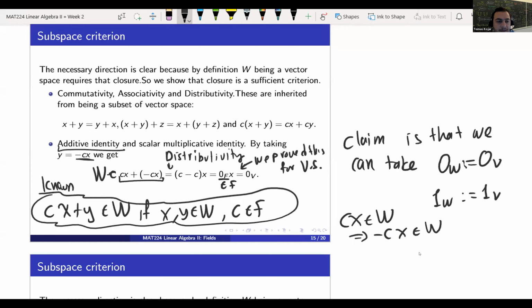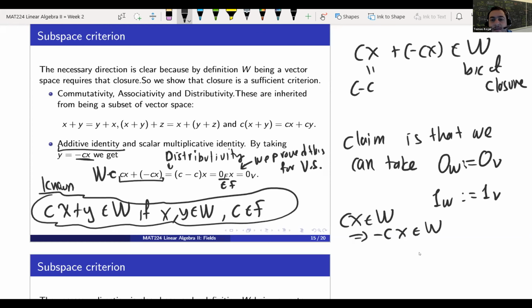So let me repeat. We know that cx + (-cx) is in W because of closure. Then from there, we use distributivity to get that this is the zero element of the vector space, so that following this chain, we get that 0_V is also in W. Is that okay?